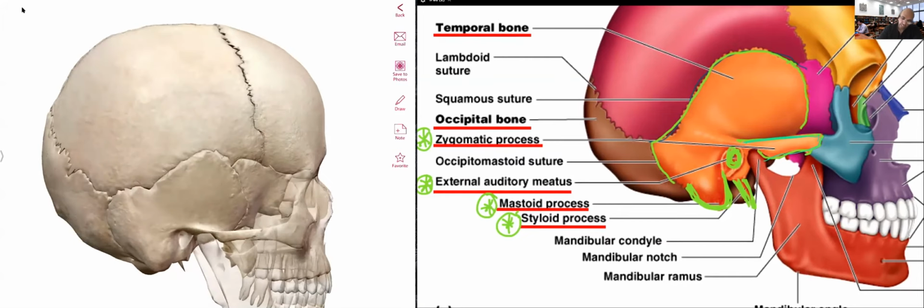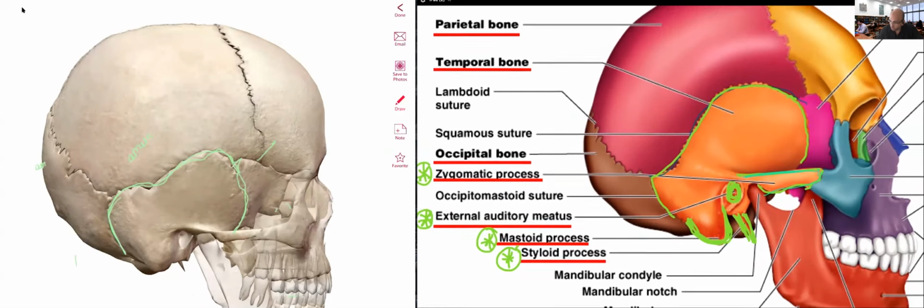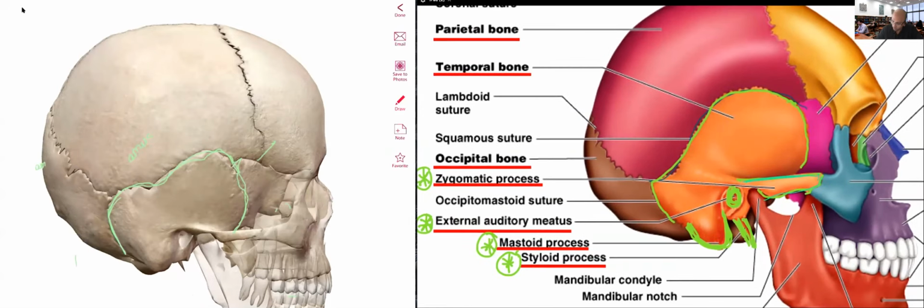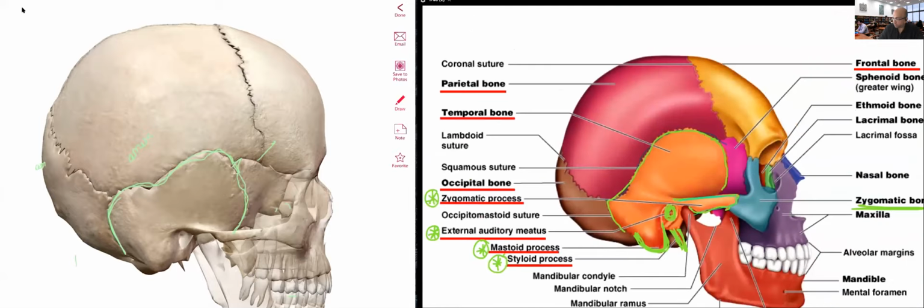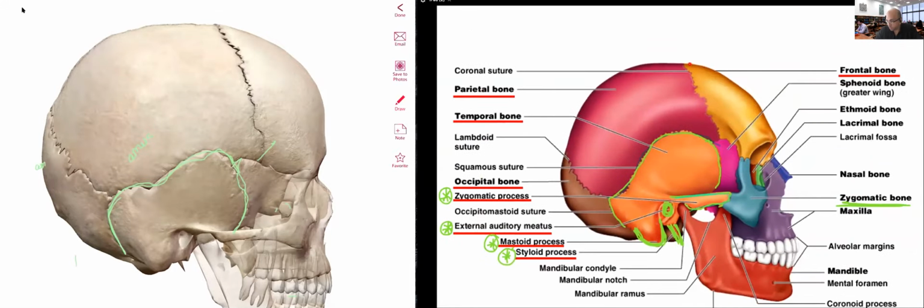The suture that attaches, as you see on here, the temporal bone to the occipital, parietal, and sphenoid is called the squamous suture. This is my squamous suture. So again, what do we call the different sutures?